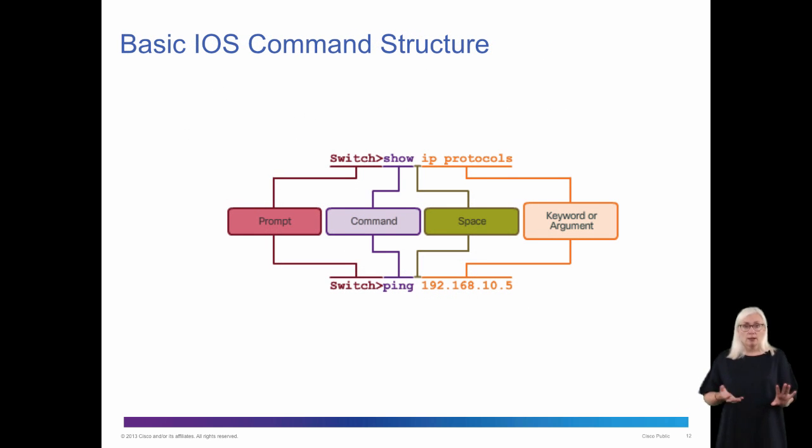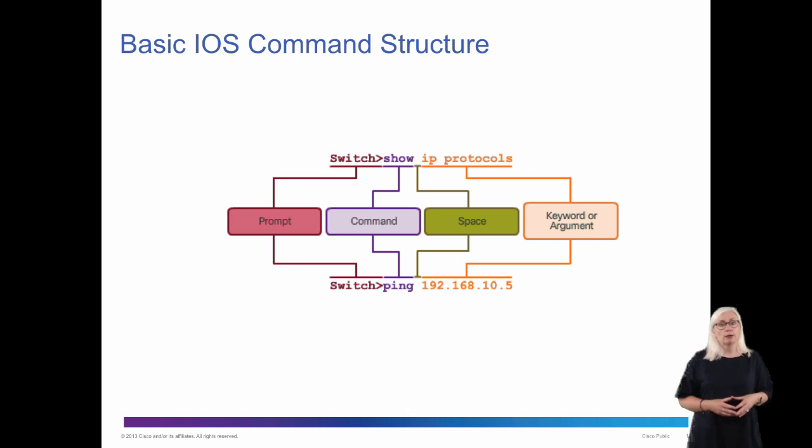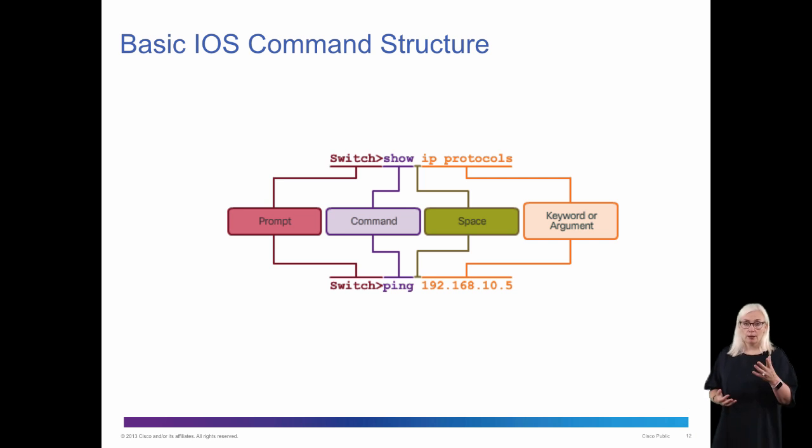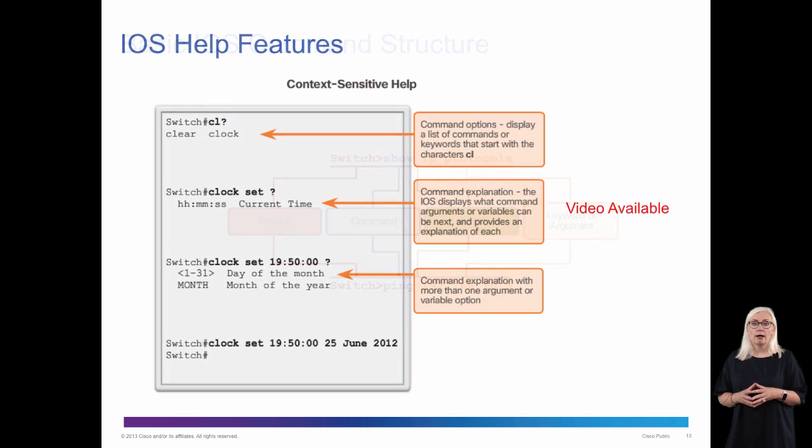When I put in a command, I put in the command name. For instance, here show is the command, and then the keyword IP protocols. This is what I want to see. Show running config will give me the running configuration. Show startup config will give me the startup configuration. Ping, the command, and then the keyword is the IP address. This is the way that all the commands are built. You have a command and then a keyword.